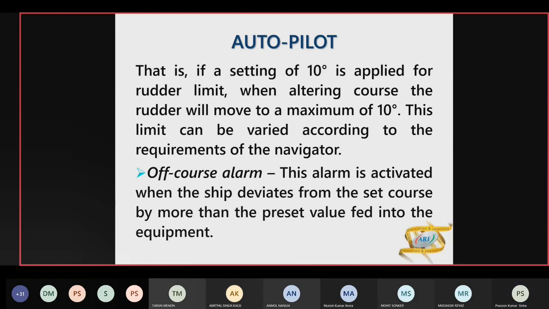So this off course alarm can be used for two purposes. एक तो for self monitoring of the course, that we are doing the right course or not, are we going out of the course by so much as per set value. Also it can be an indication for the steering failure, and so this off course alarm should be established that it is working. It should be tested once in a while that it is working.